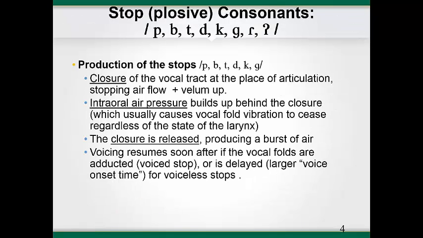I will review 8 stop consonants for English. You should already be familiar with the first 6. We will take a little more time talking about the last 2, the alveolar flap and the glottal stop. All of the stop consonants are produced by creating a closure within the vocal tract at the place of articulation, and with the velum in the raised or closed position.